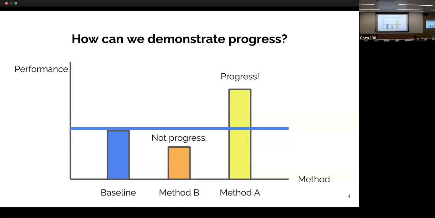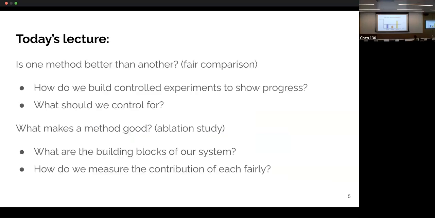So we might have a baseline, an entity A, an entity B, and we might get a graph like this, where Y is our performance metrics, and these are the different methods. And in today's lecture, we're going to talk about two types of things. How we demonstrate that one method is better than another. This is sometimes called in computer vision a fair comparison. And we're asking two things here. How do we build controlled experiments that show progress? And what should we even control for in this messy computer vision system?